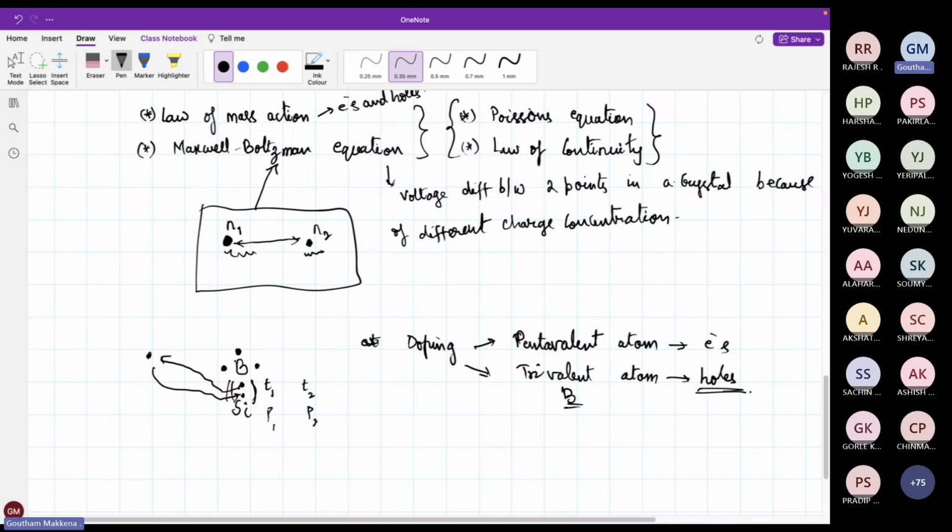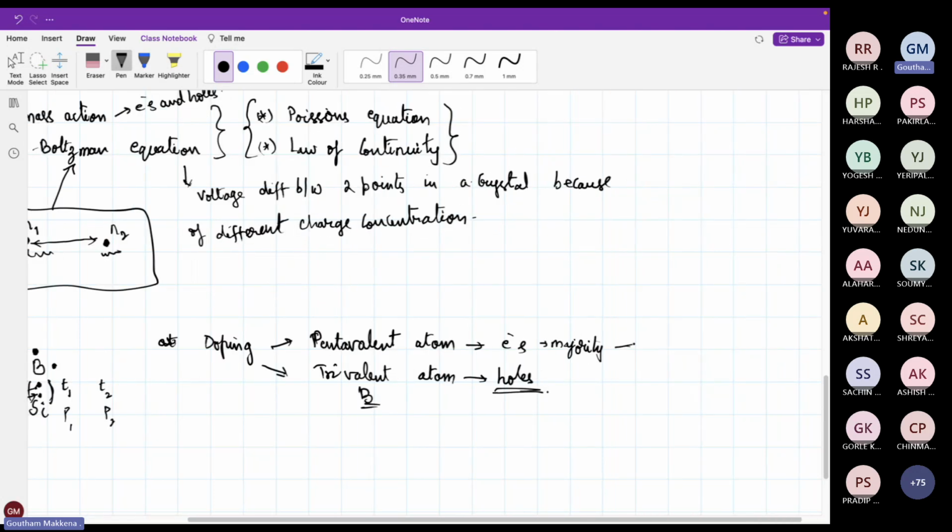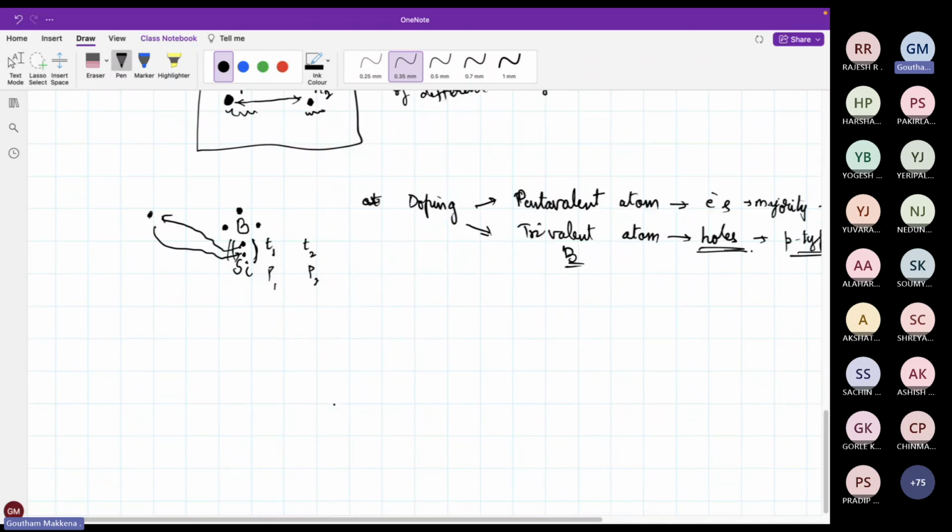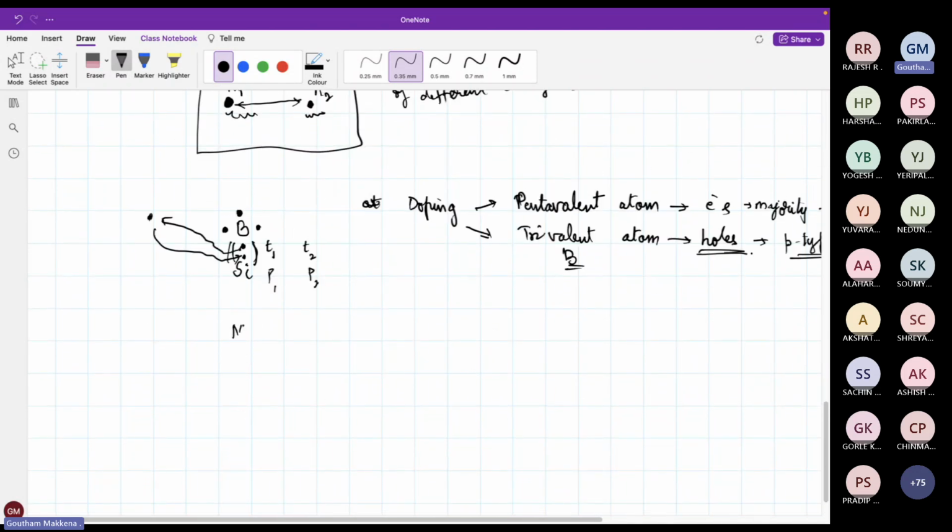Okay. And this is made possible by trivalent atoms, and these are called majority carriers. Okay. So if the majority carriers are electrons, we call it an N-type semiconductor. And if the majority carriers are holes, we call it a P-type semiconductor. Okay. Yes, we'll go ahead with the concept of MOS capacitor.